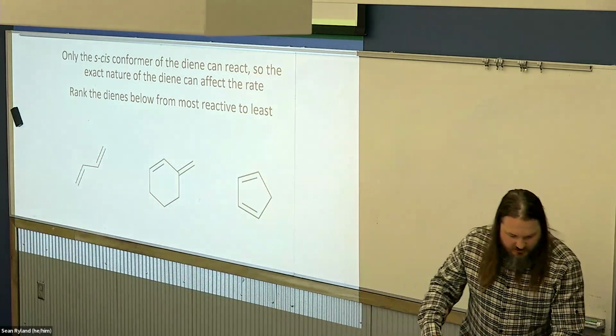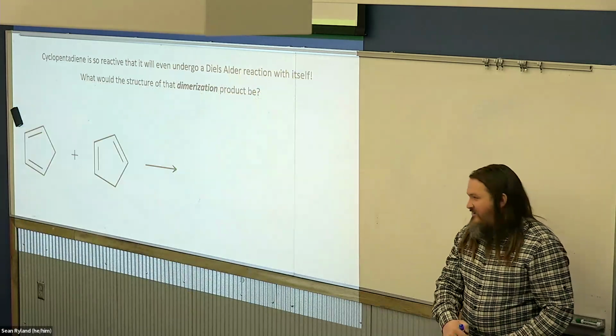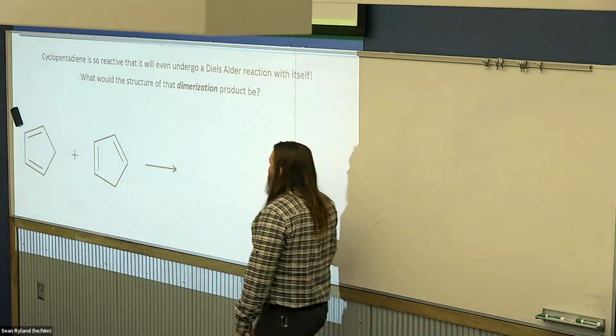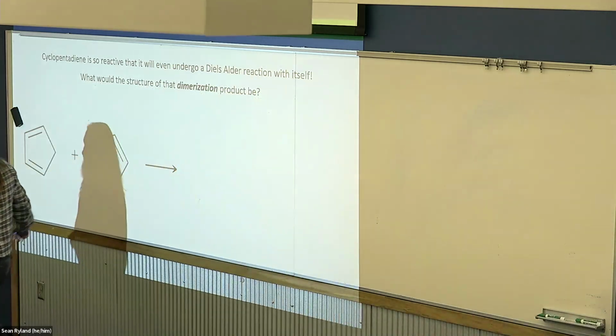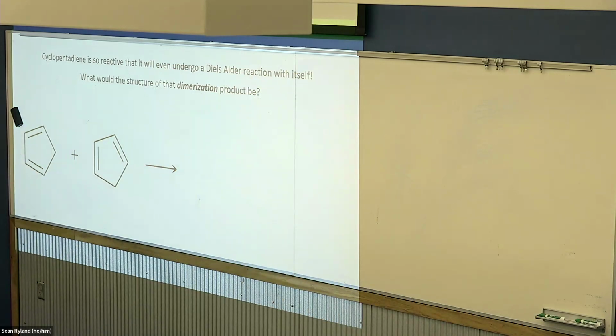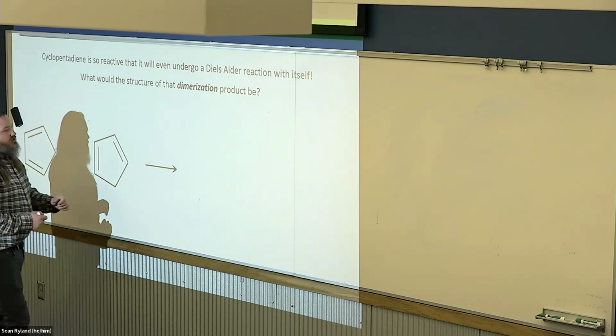And just because we need more practice visualizing these in 3D, cyclopentadiene will react with itself in a Diels-Alder reaction. You have one of your dienes acting as the diene and the other one acting as a dienophile. And we get what's called a dimerization reaction.